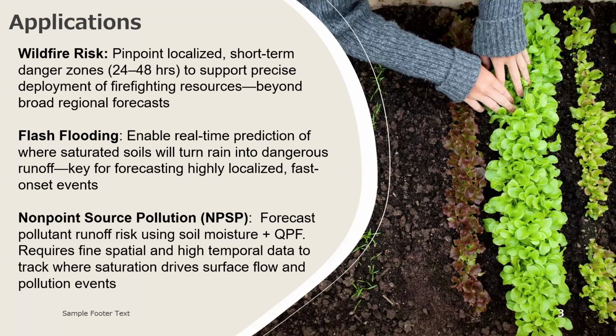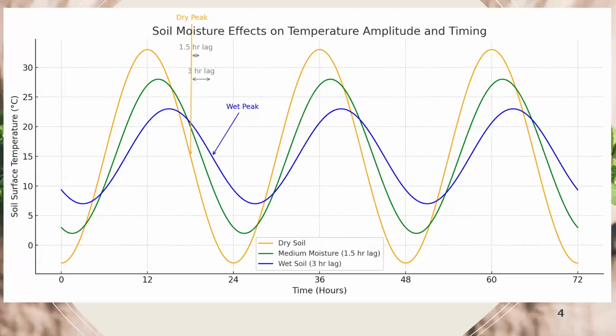Flash flooding and non-point source pollution are issues that are maybe a little more relevant to where I come from in the humid Northeast. It shows that knowing a lot about soil moisture is also very important for too much soil moisture. And those are especially applicable at, or needed at, very tight resolutions.